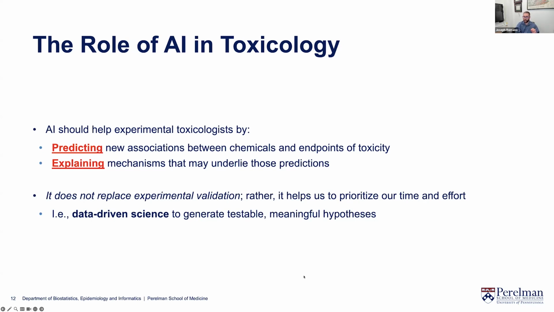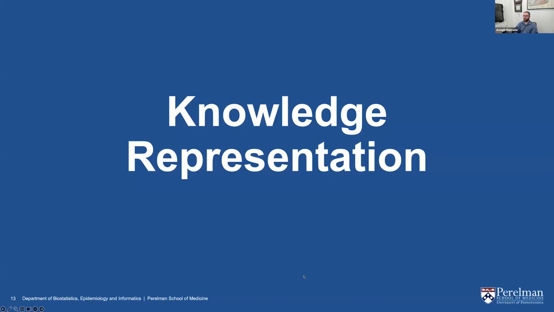Importantly, I don't think that AI is currently occupying a space where it should replace experimental validation. Rather, it's going to help us prioritize our time and our effort and our resources to make it so we have a pretty good hypothesis going into any particular research question we want to address. In other words, data-driven science to generate testable, meaningful hypotheses. Okay, so that's sort of what AI is.